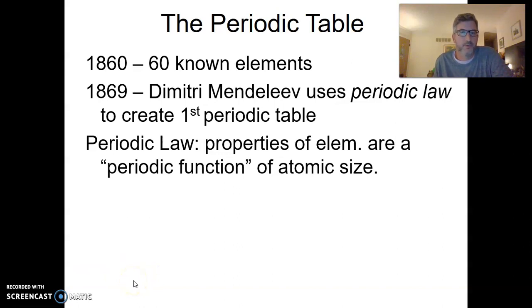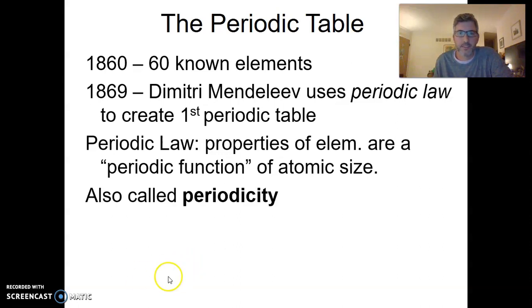That just means that the properties of the element, like melting point, boiling point, conductivity, reactivity with oxygen, all those properties are a periodic function of atomic size. And so that's called periodicity as well. It simply means that, instead of just being a function, going up, like the melting point doesn't just go up from the smallest element on, it might go up and then come back down and go up again, right? So we saw that with your activity.